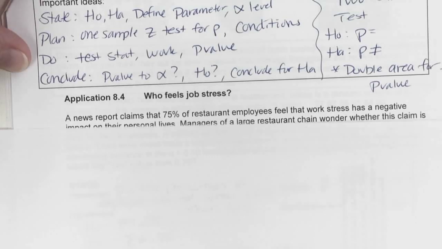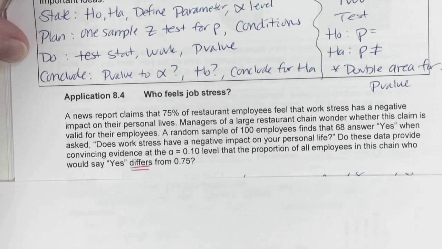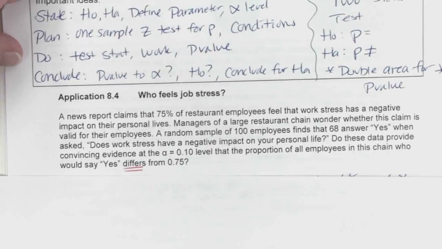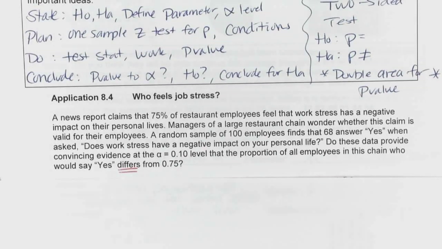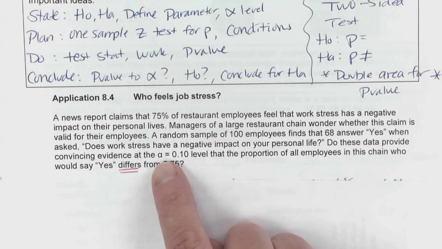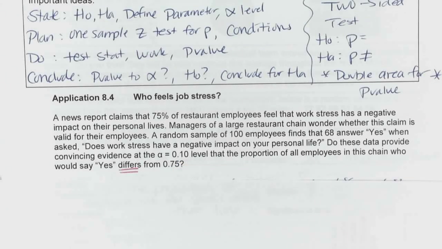So a formal 4-step plan in our example here. Who feels job stress? A news report claims that 75% of restaurant employees feel that work stress has a negative impact on their personal lives. Managers of a large restaurant chain wonder whether this claim is valid for their employees. A random sample of 100 employees finds that 68 answer yes when asked, does work stress have a negative impact on your personal life? Do these data provide convincing evidence at the, now notice here, alpha significance level of 0.10, that the proportion of all employees in this chain who would say yes differs from 0.75.